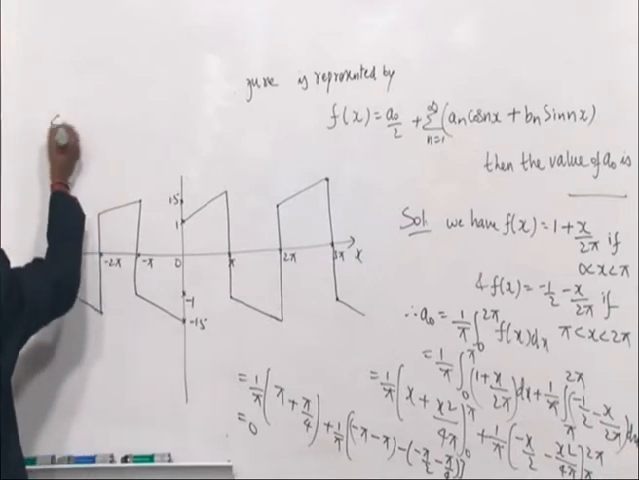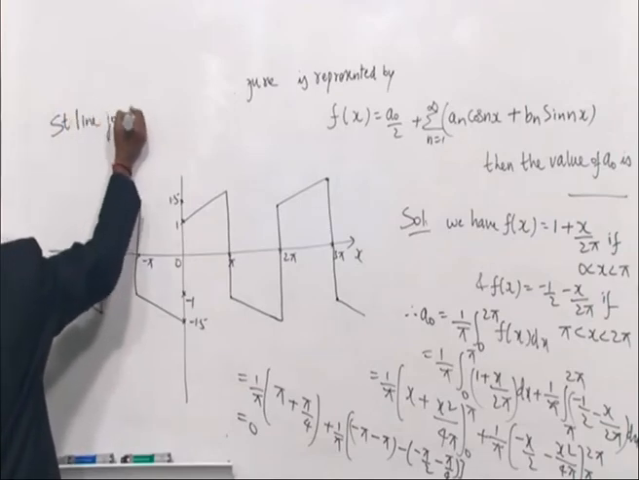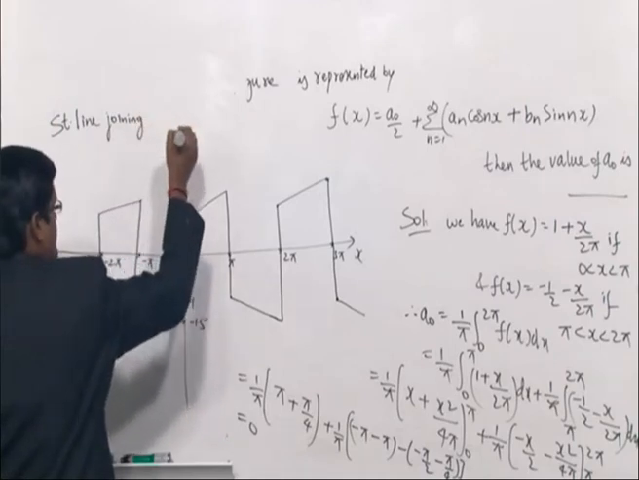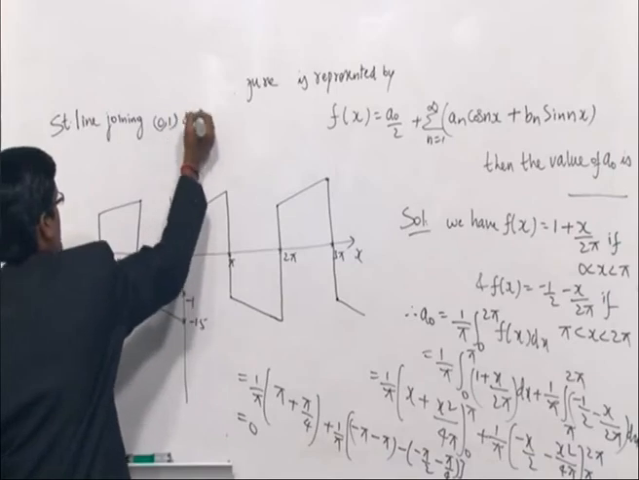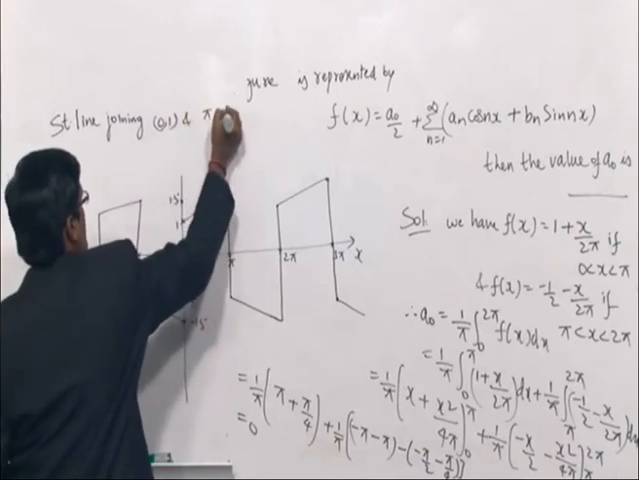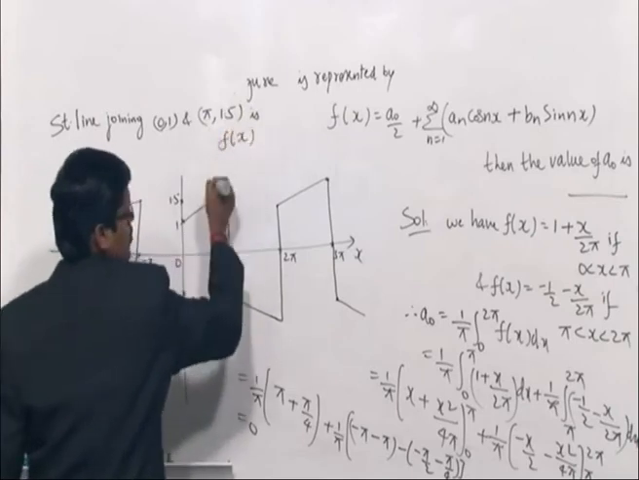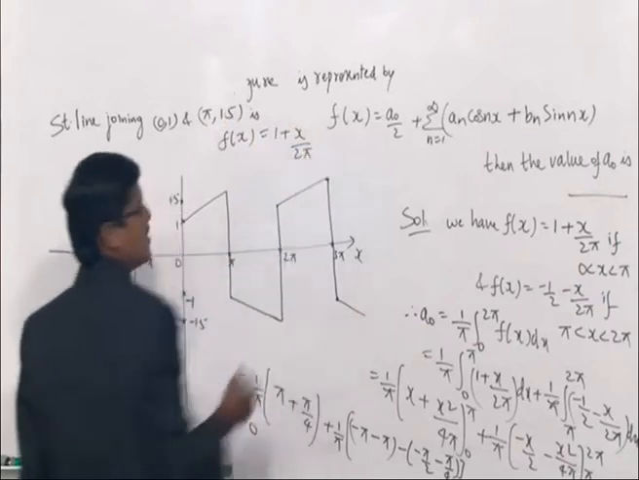Here I am giving the hint: ST, the straight line joining the two points. First point is (0, 1) and (pi, 1.5), given by f(x) = 1 + x/(2 pi). That is the value, first value.